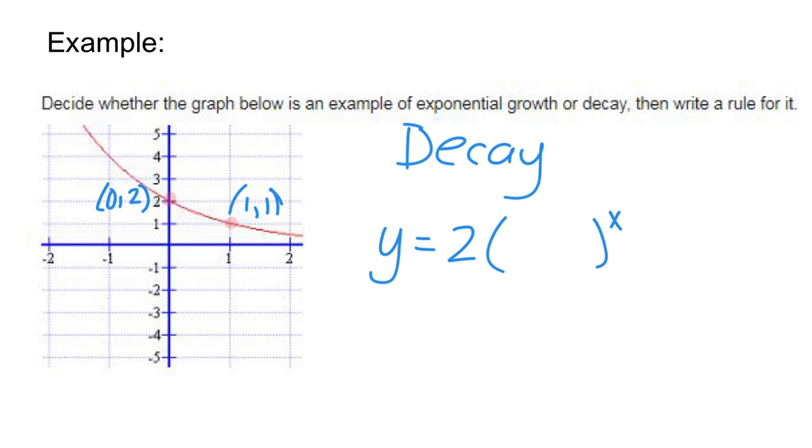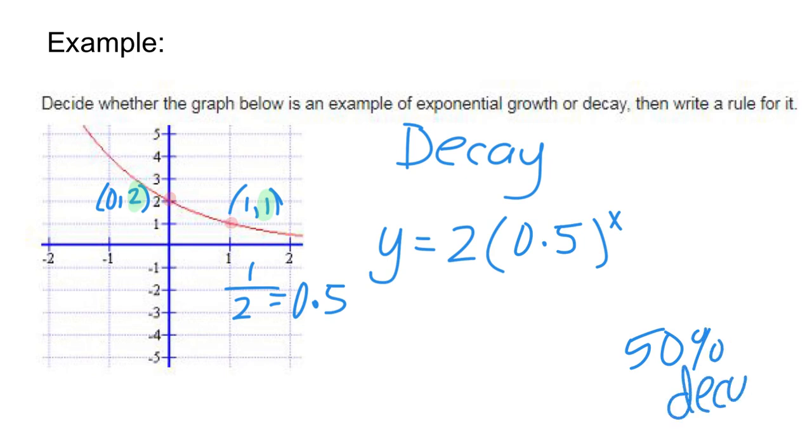To find the number in parentheses, I take the second y and divide it by the first y. Not the biggest and the smallest, but the second one. So this is the second one. This is the first one. Divide the second one by the first one. So I get a factor of 0.5. That means that this is an exponential decay function representing 50% decay. And I know that because that 0.5 is 0.5 away from 1. And that 0.5 represents 50%.